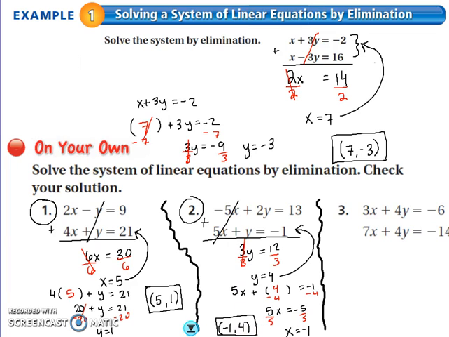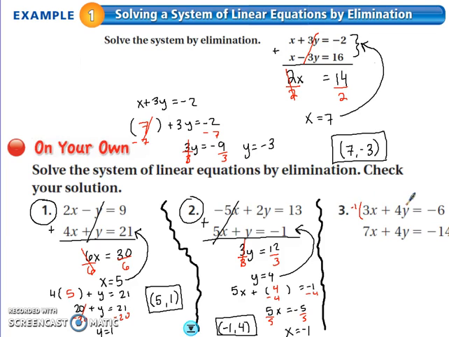Now for number 3, you might notice that we don't have additive inverses. 4y plus 4y is 8y. Those don't cancel each other out. So what I'm actually going to do here is change one of the equations so that I do have additive inverses. I'm going to take this whole second equation, or the first equation, whatever your preference is, and multiply by negative 1. I'll go ahead and multiply the first equation instead.